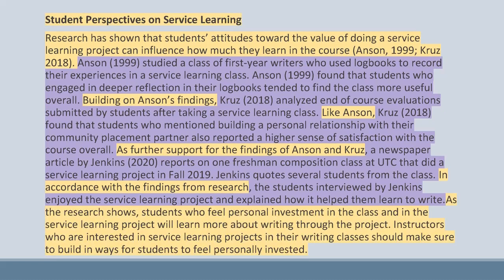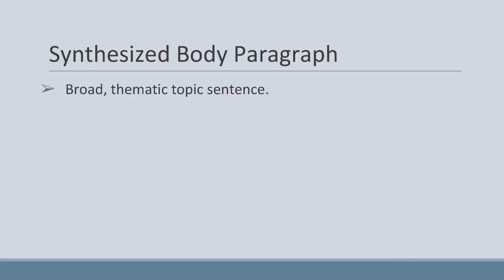And finally, to conclude and further synthesize this paragraph, we'll provide a closing statement that, like our broad thematic topic sentence, reiterates the connection between our sources. We could also go a step further and make it clear to our reader why these ideas are important by adding a statement of our own. So that rounds out our body paragraph synthesizing these 3 sources.